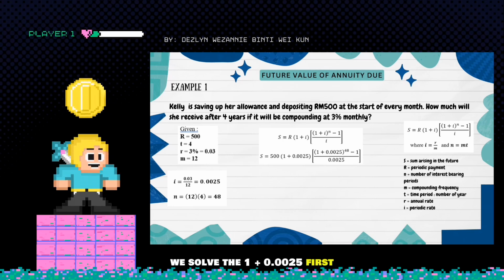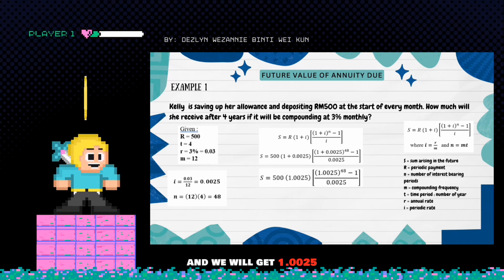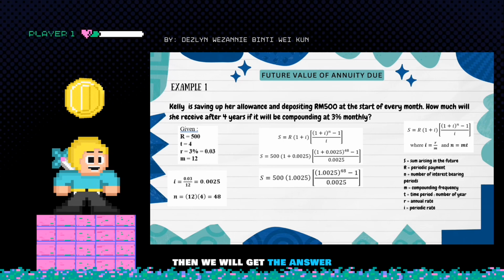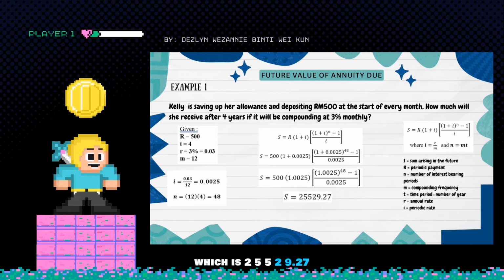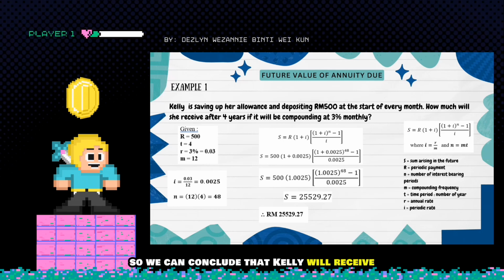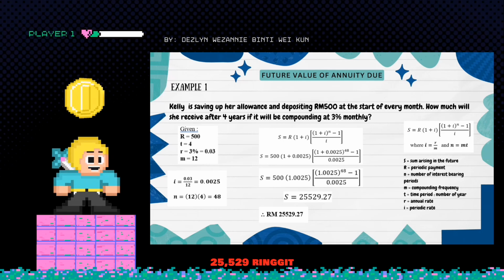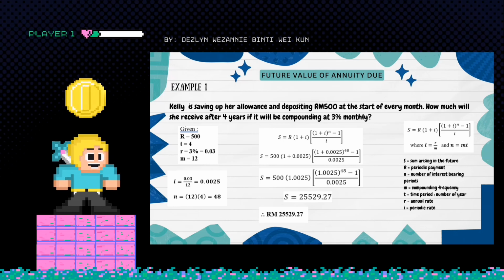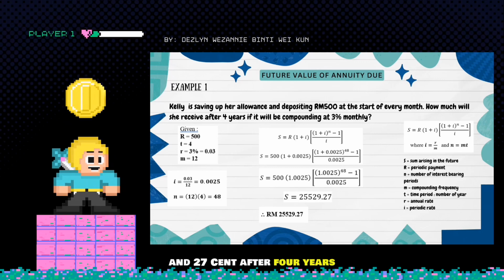Done with substituting all the information, now we can calculate. We solve the 1 plus 0.0025 first, and we will get 1.0025. Looking much easier now. Solve the calculation, then we will get the answer, which is 25,529.27. I just take 2 decimal places. So, we can conclude that Kelly will receive 25,529 ringgit and 27 cents after 4 years. So, that's all from me. Thank you.